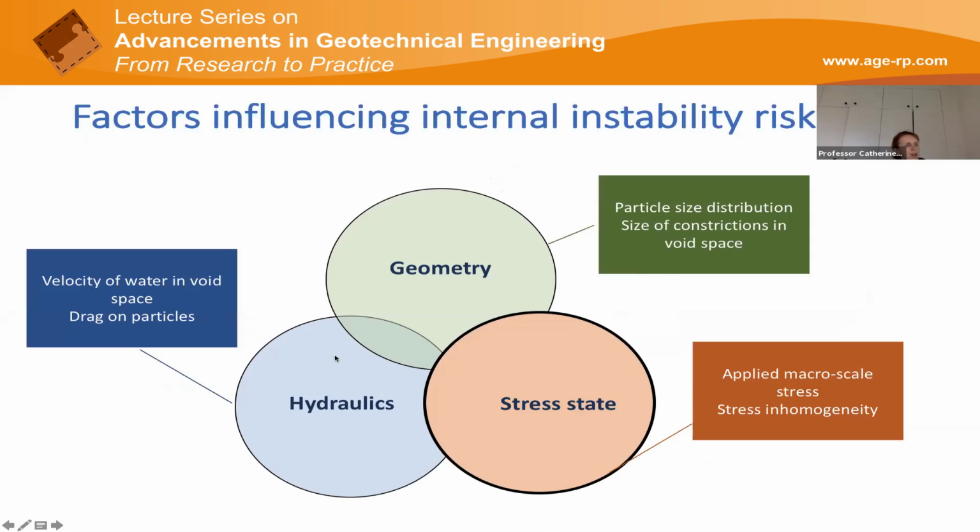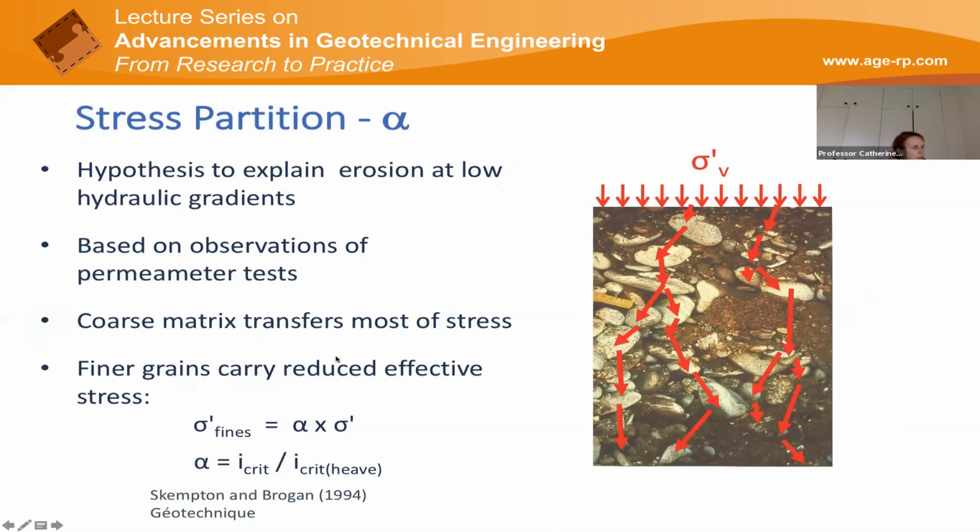And then in Tom Shire's work, we looked at Skempton's explanation for the preferential erosion. And Skempton said that the fines carry less stress than the coarse grains, because the load is preferentially transmitted through the coarse grains, and the hydraulic gradient where you start to see migration is related to the proportion of stress carried by the fines.